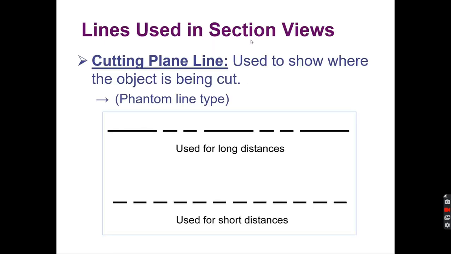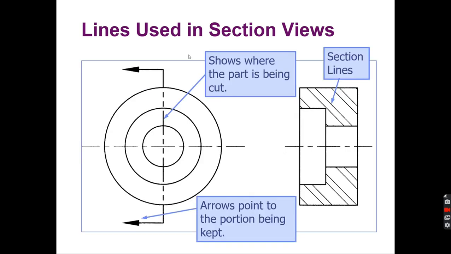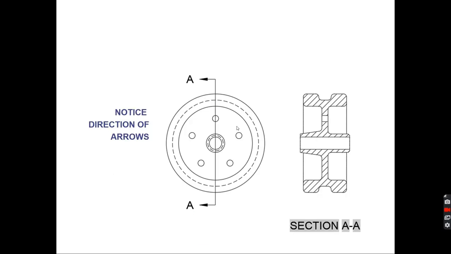Lines used in the section view. The cutting plane line shows where the object is being cut. We use a phantom line for this. Usually it's a long dash, two short dashes, and a long dash. Sometimes we use short dashes for short distances. Again, here is the cutting plane line. These arrows point to what is being kept. The section lines again show where the material is being cut.